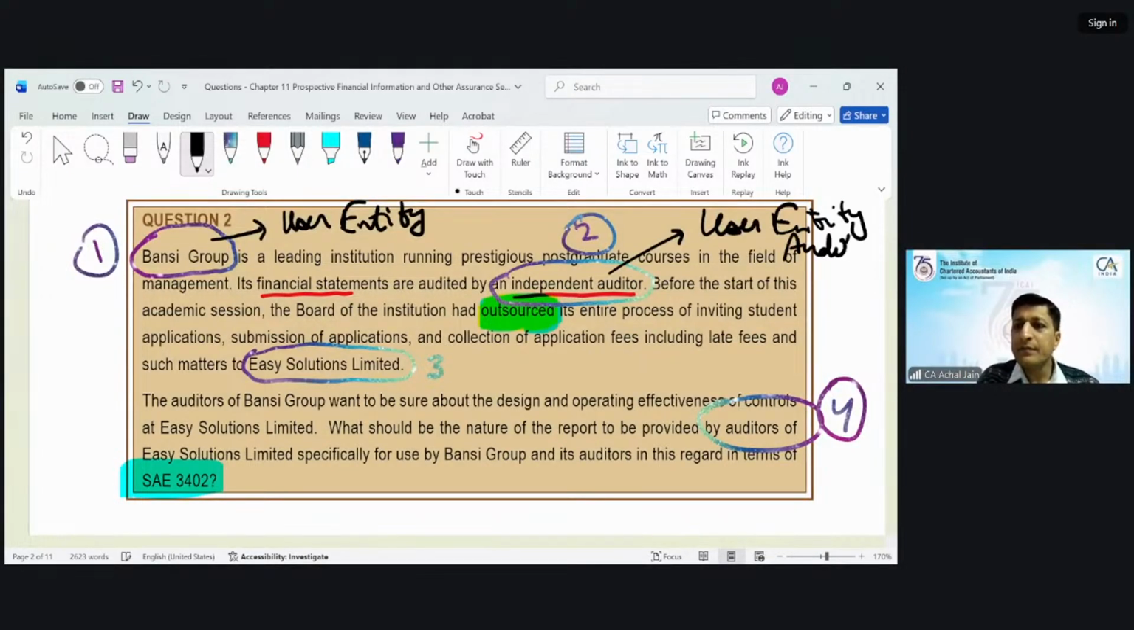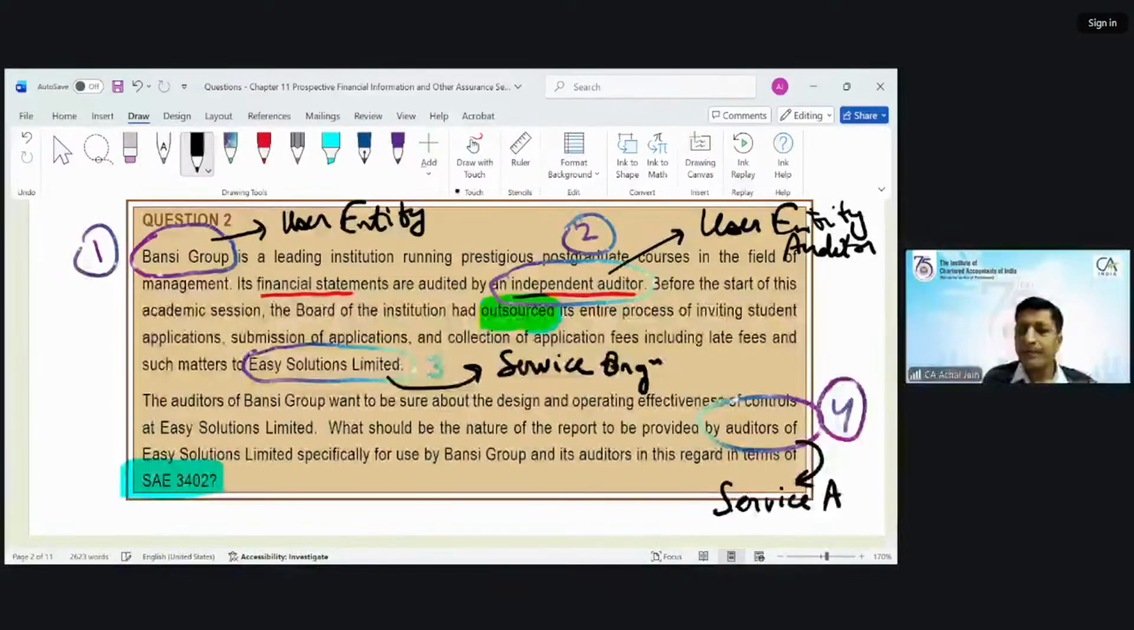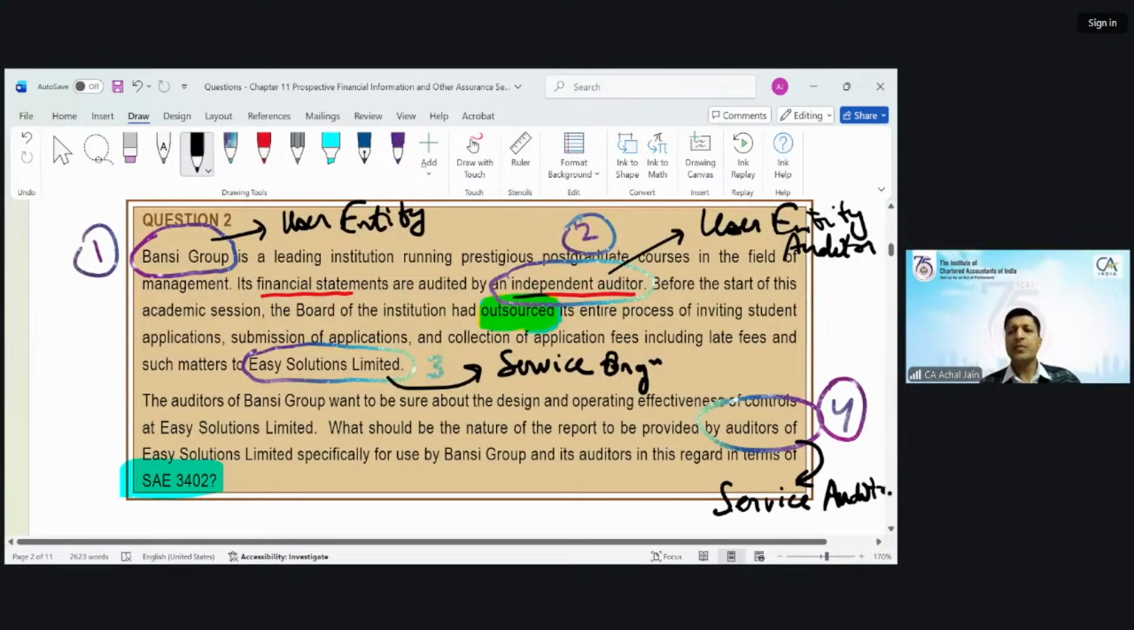And EC Solution Limited is a service organization. The auditor of the service organization, let me just call it the service auditor, or service entity auditor. Just for the purposes of referencing, I'm calling it the service auditor. Yes, sir.